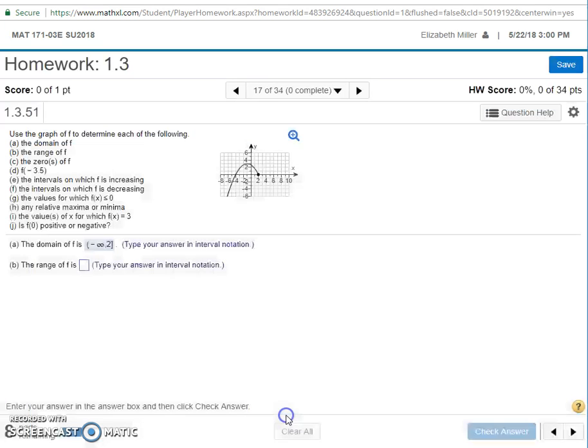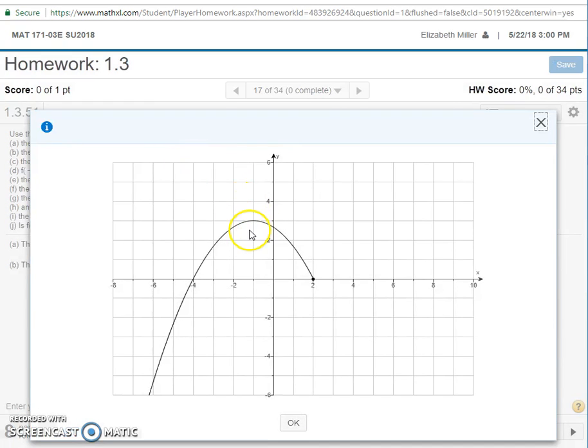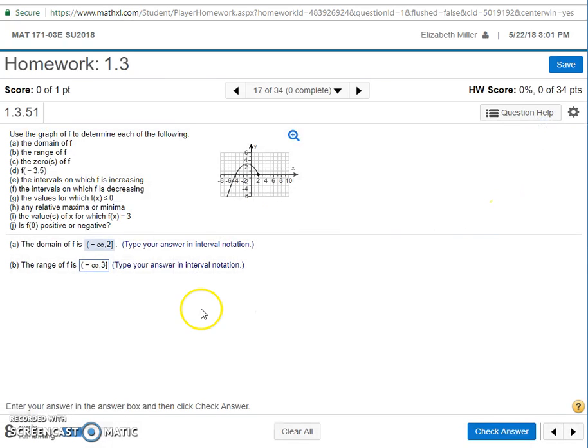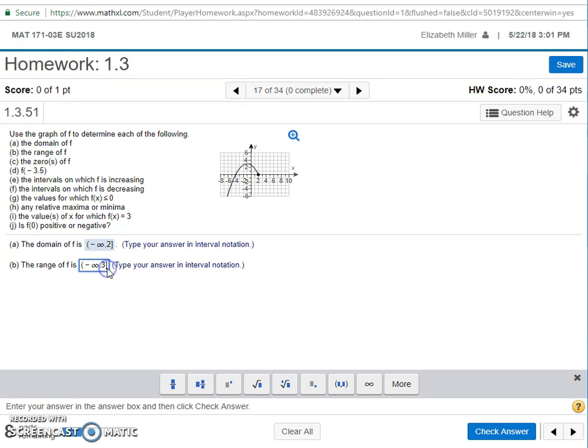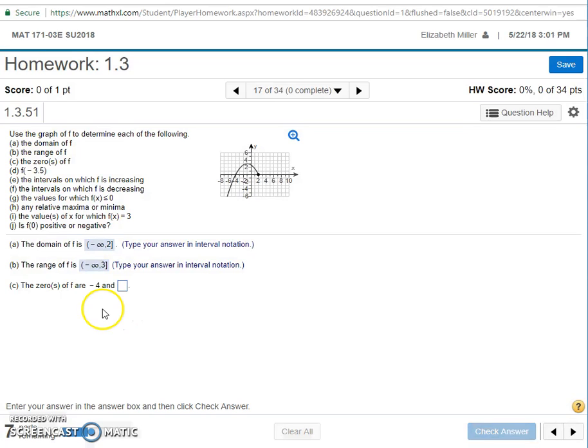So my range goes from negative infinity because I start at the bottom all the way up until I get to 3. And again, that's going to be a bracket because even though this isn't a point per se, it is a point because it's the solid line here. They would have to specify that it was open if we were supposed to make it open. So that's that.